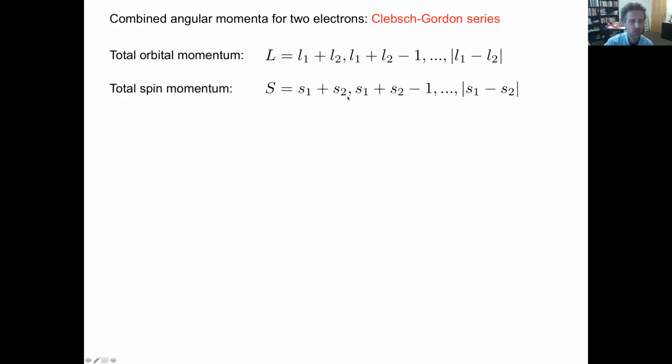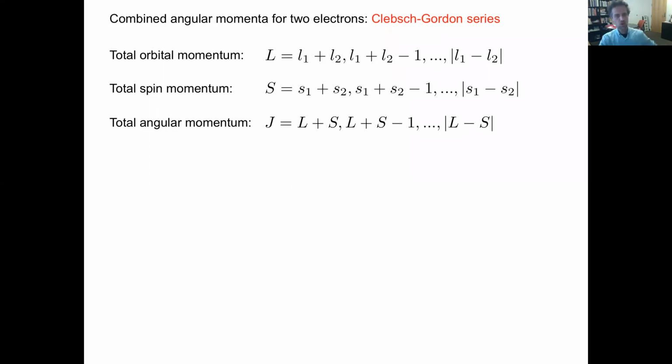The same is true for spin. Okay, so they follow the same rules. These are the valid ways in which you can combine two angular momenta. In this case, the top line here is for orbital angular momentum, and the second line, which we just saw, is for spin angular momentum. These are the valid ways to combine them.